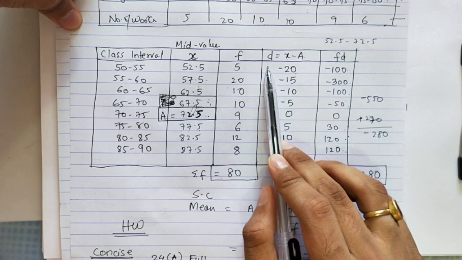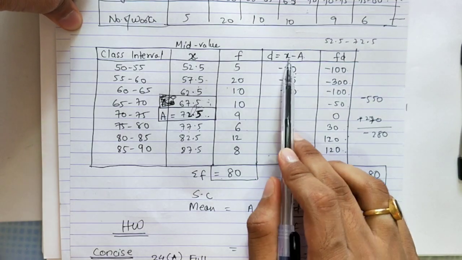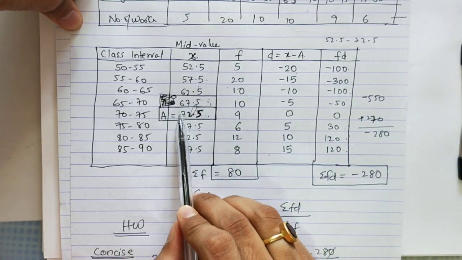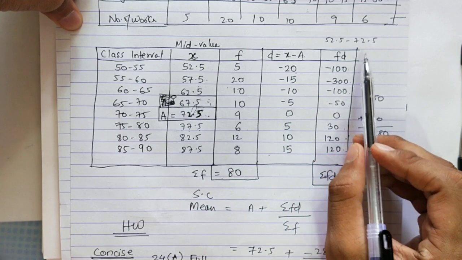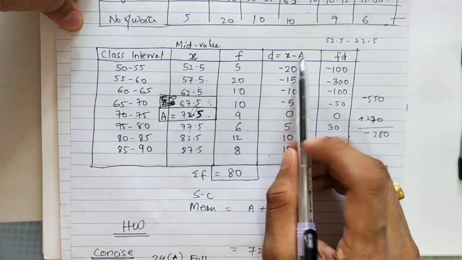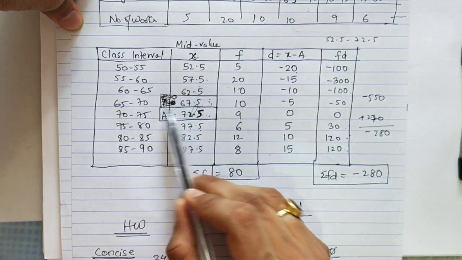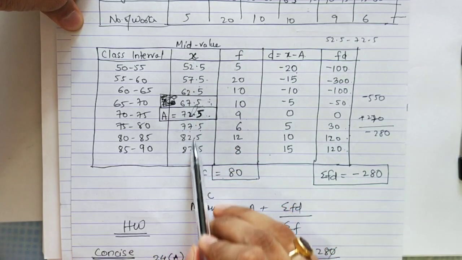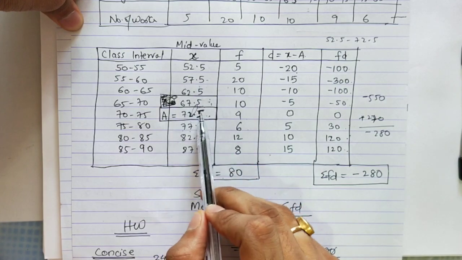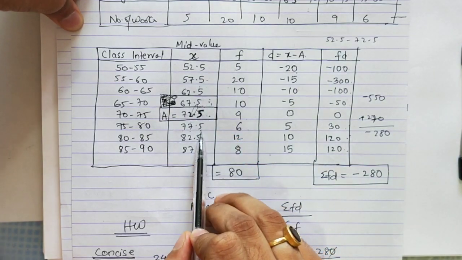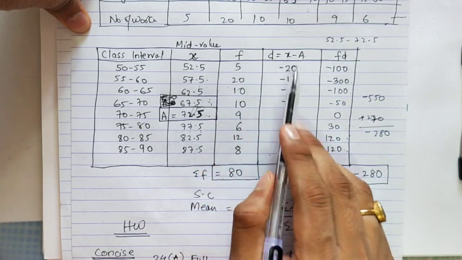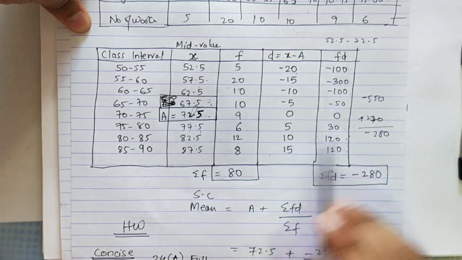Then you find d. D is deviation. Deviation is x minus a, where a is the assumed mean which we take. Then we find fd, f into d. Once we take the assumed mean, d is x minus a. So from each value of x, I will subtract 72.5. This value minus 72.5, this value minus 72.5, like this you subtract. And then by multiplying f and this d, we get the answer fd here.